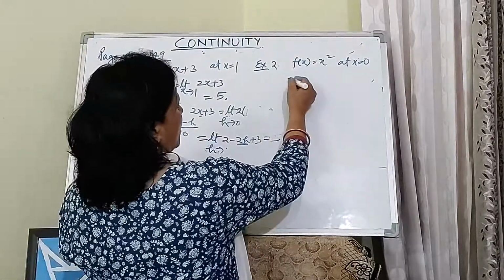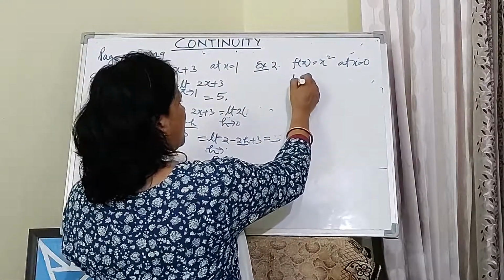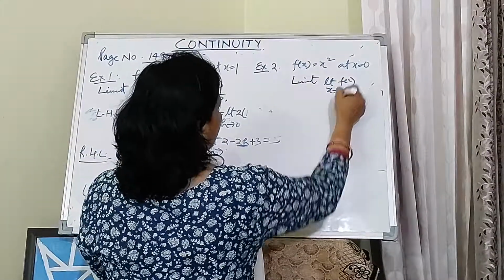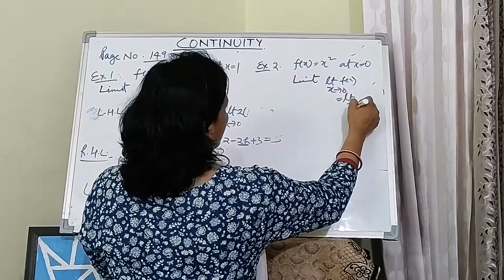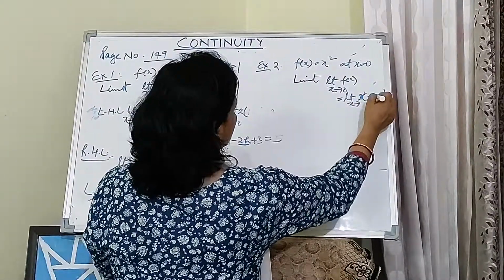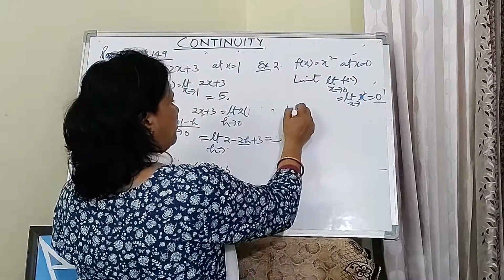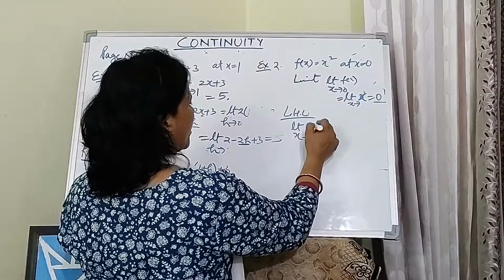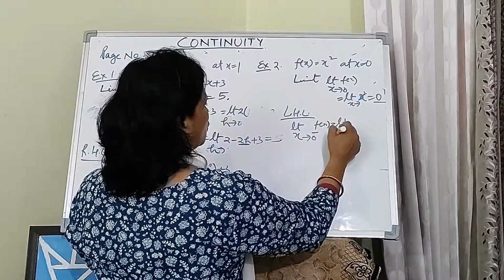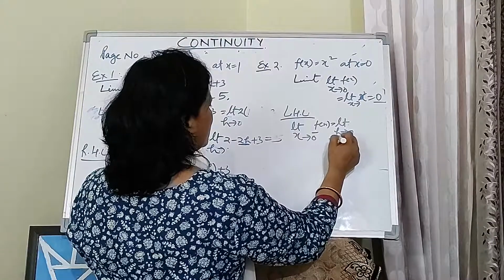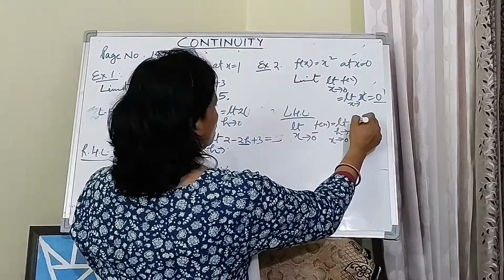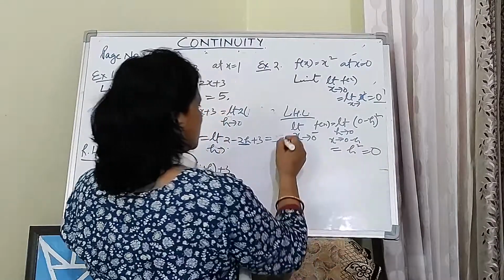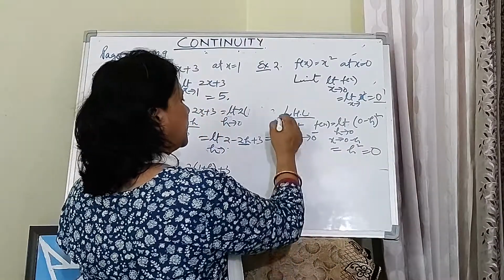Again the same thing: I can calculate the limit of the function. Limit x tends to 0 of f(x) is limit x tends to 0 of x square, which is 0. Let me calculate the left hand limit: limit x tends to 0 minus of f(x), with x tends to 0 minus h. This is (0 minus h) whole square, again h square, and 0. Similarly, the right hand limit I will also get 0.